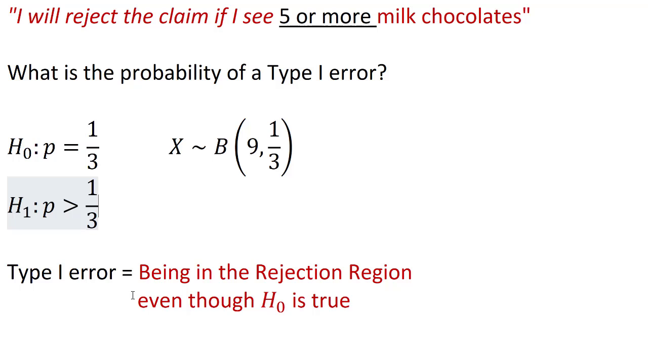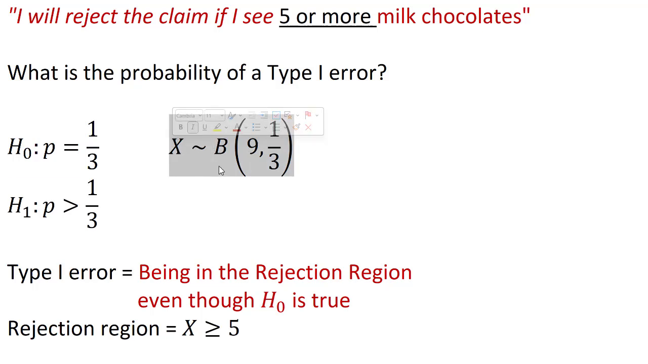Now, the best understanding of a type 1 error is this formula here. A type 1 error is being in the rejection region even though H naught is true. Now, the rejection region is given in this question, so it makes it a bit easier. The rejection region is x is greater than or equal to 5. So what is the probability of being in that if we are under this distribution here? Well, that's a simple thing to do.